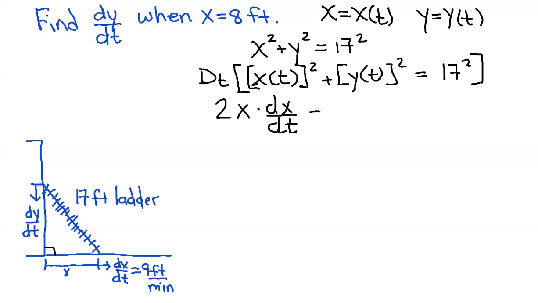We will take the derivative again with respect to t of this y function. So we have the chain rule again: derivative of the outside function, leave the inside alone, and then the derivative of the inside function, dy/dt. And that's going to equal 0.